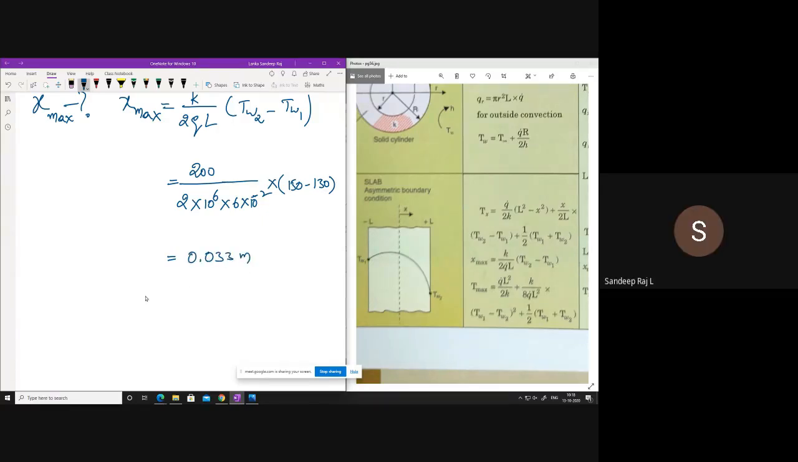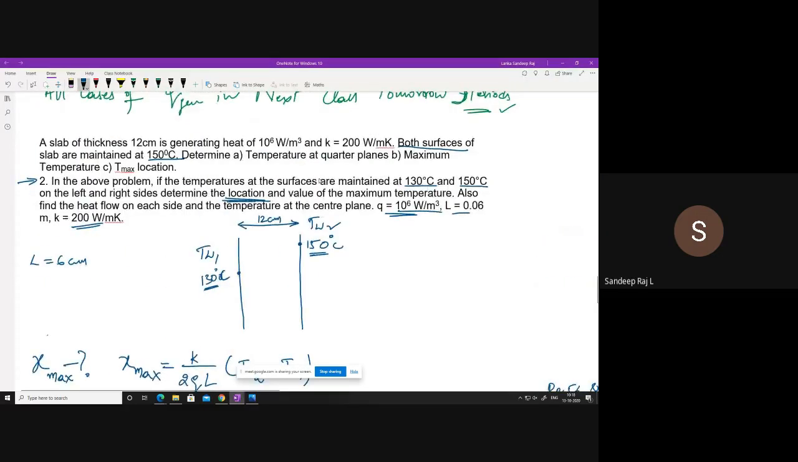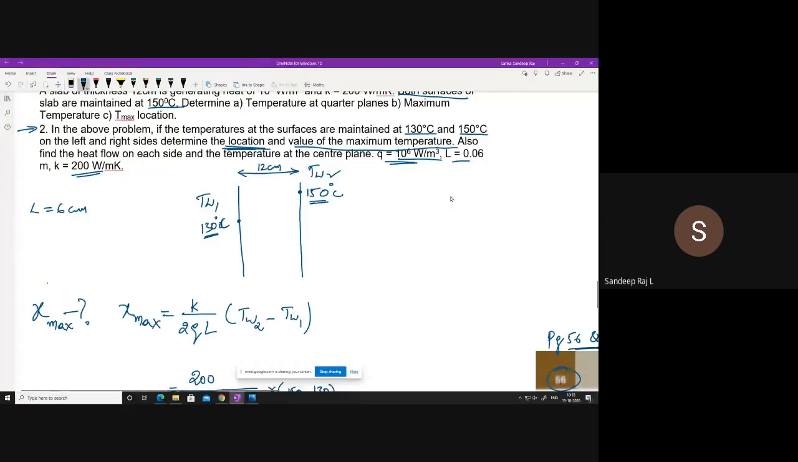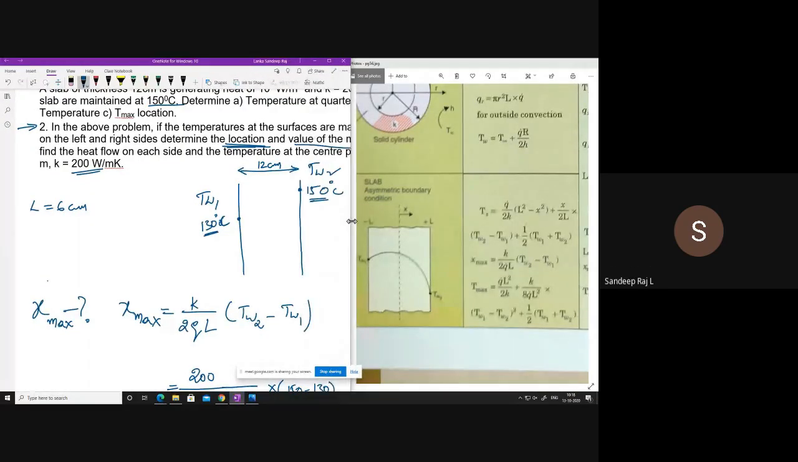0.033 meters. Okay. So that is your x max he is asking you to find in the question. And what else is he asking you to find? He is asking you to find the value of maximum temperature. Okay. So how to find this value of the maximum temperature? Again, you have to refer to the appropriate formula.